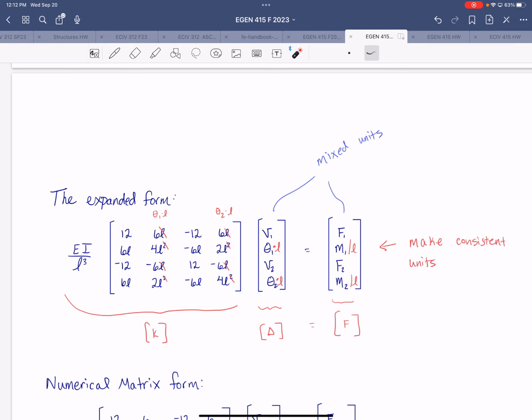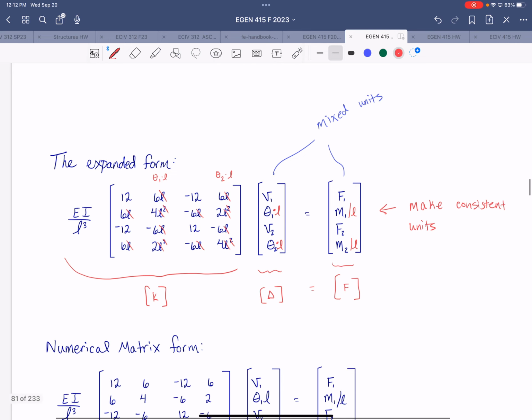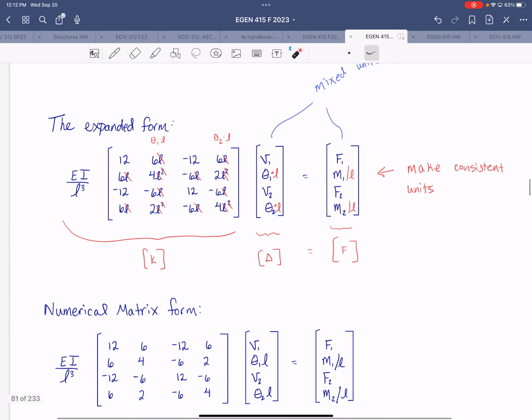And dividing those moment values by L, we also need to divide the other side of the equation by L, which will eliminate the remaining L terms in our stiffness matrix. So now not only do we have consistent units in delta and F, but we have a 4x4 stiffness matrix that's only numbers, right? So we don't have to worry about that L term within that matrix. So that is really convenient for hand calculations and solutions.